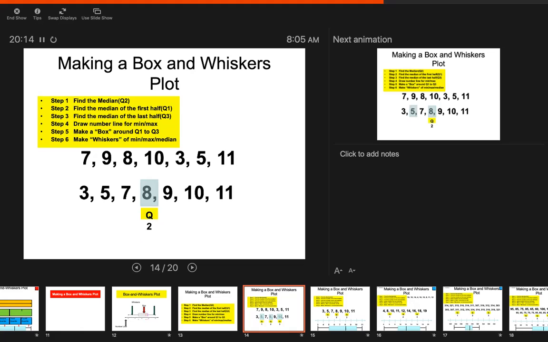Okay, now comes the third hardest thing. The third hardest thing, and you're going to see it comes in a couple different flavors. This is the easy flavor. We got to find the median of the first half and the median of the second half. 8 is the median, but now we're going to find the median of the first half and the median of the second half. I just put a box around the first half. I think you can pretty much figure it out just by looking at it.